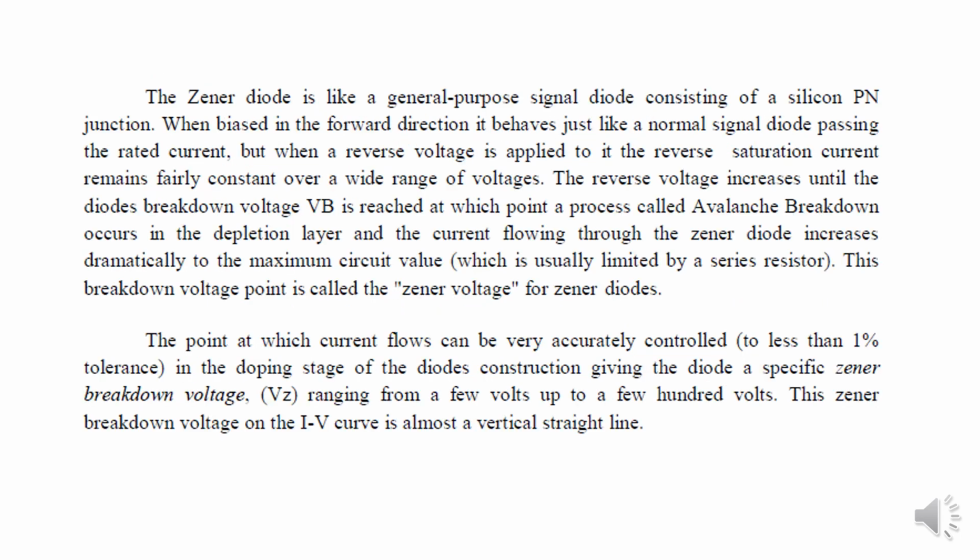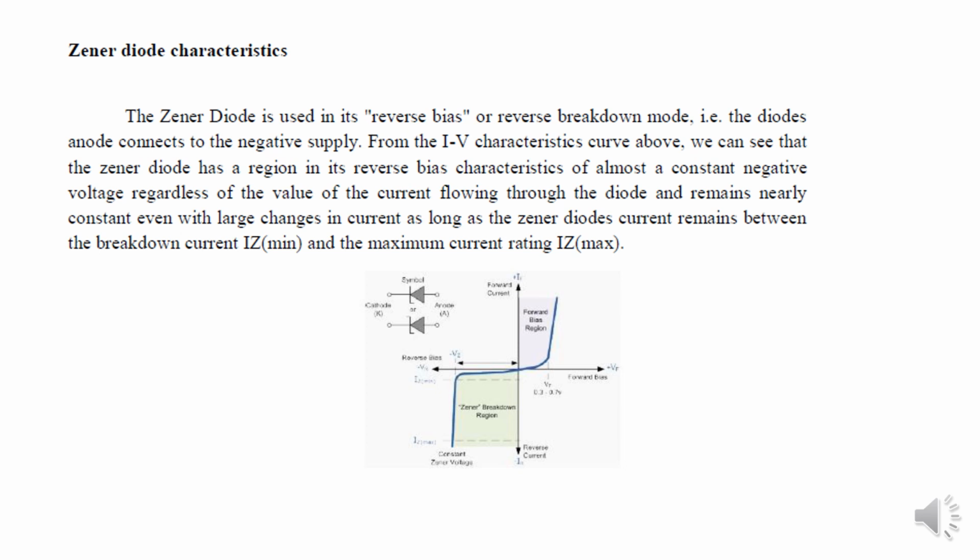Now let us look at the characteristics. For the Zener diode in reverse bias or reverse breakdown, the diode's anode connects to the negative supply. From the IV characteristics curve, we can see that the Zener diode has a region in its reverse bias characteristics of a constant negative voltage regardless of the value of the current flowing through the diode. It remains nearly constant even with large changes in current, as long as the Zener diode remains between the breakdown region and the maximum current region.